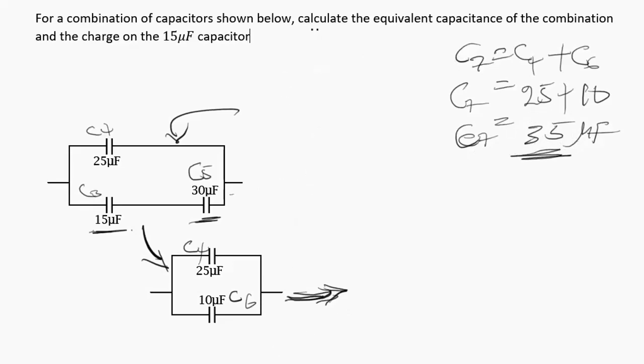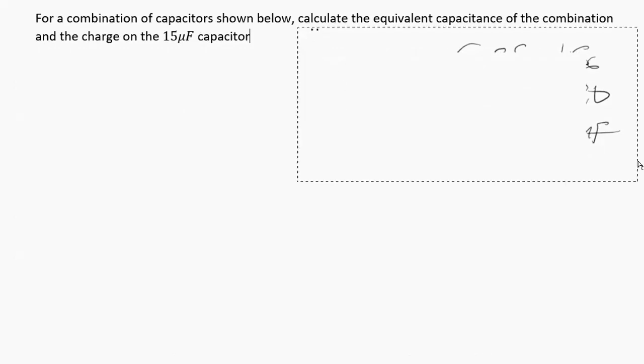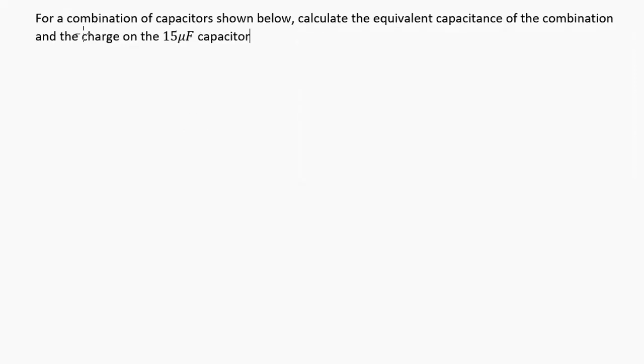So this is what we'll have: a 35 microfarad capacitor connected with a 60 volts potential difference, or EMF of the cell. Alright, so I'll go ahead and wipe this, and then let's check out what will be the charge on the 15 microfarad capacitor.